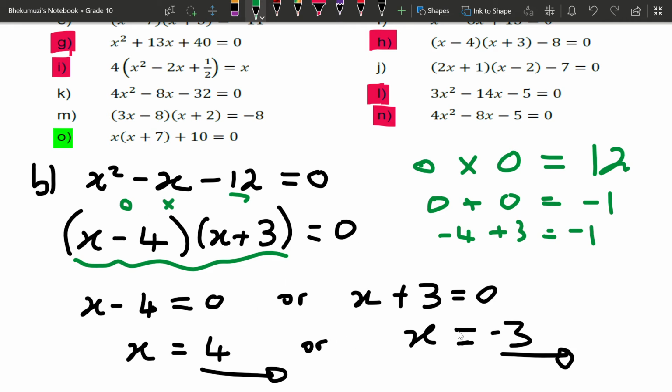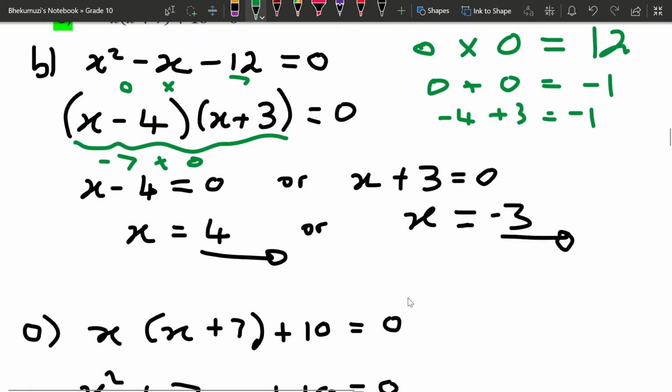And the second option is that if x was negative 3, right? Then that would have meant minus 7 times 0, that would have given us 0, right? So you can see why we use "or", because "or" basically means that it could be either one of the two or both, right?